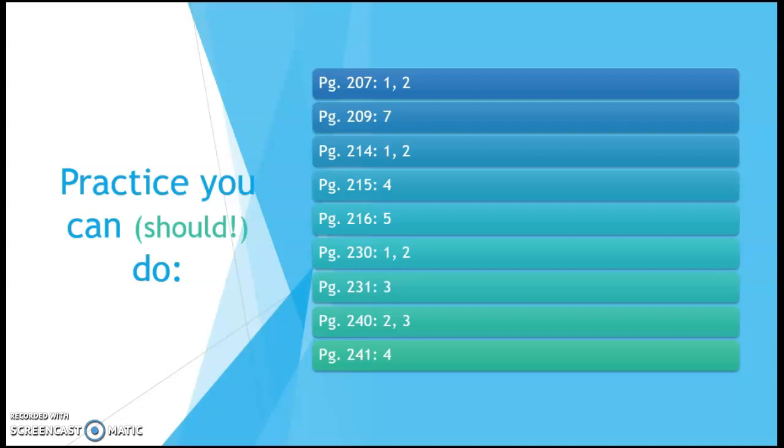And here is a list of some practice that you can and should be working on. This is all stuff that we've done since break. So we're talking about domain, range, inputs and outputs, and absolute value graphs. I encourage you to work on a few of these problems. I'll have the answers for you when I return.